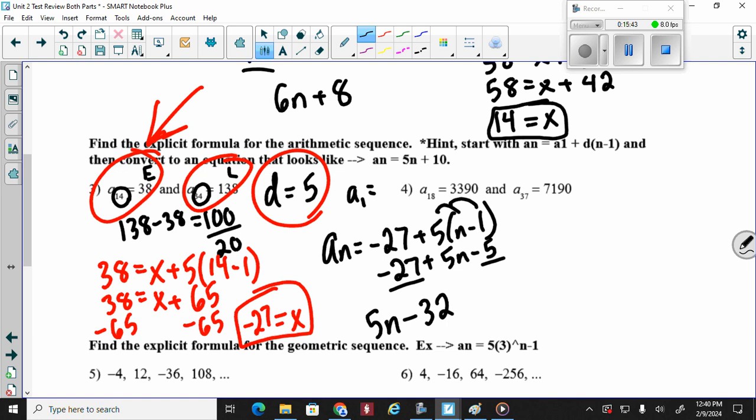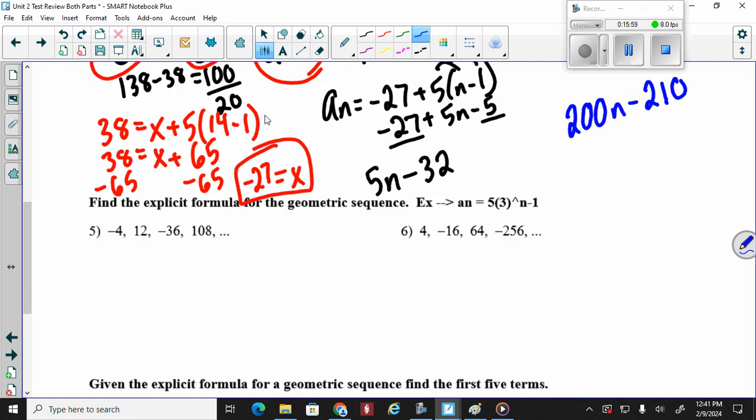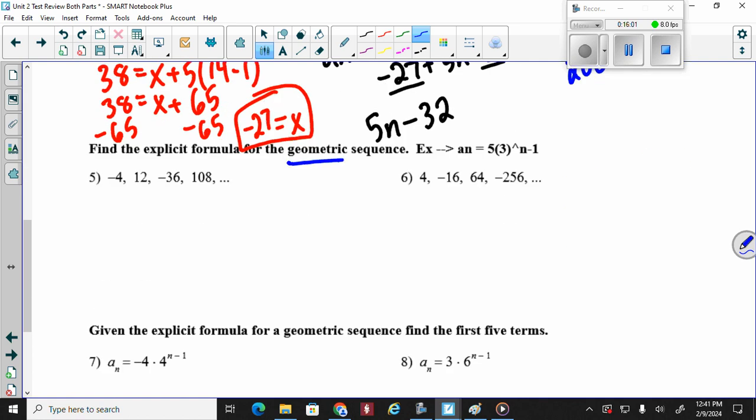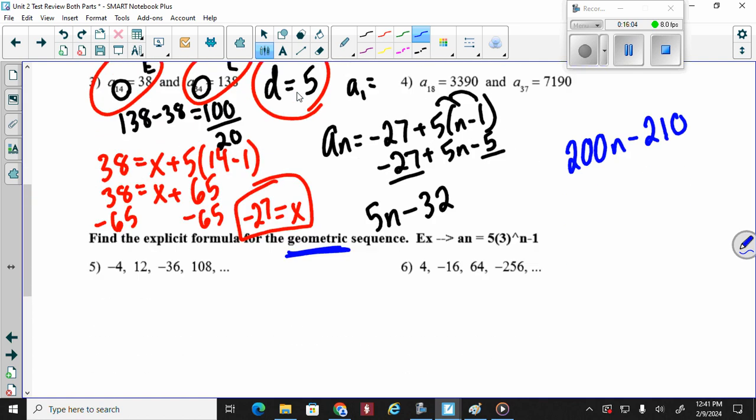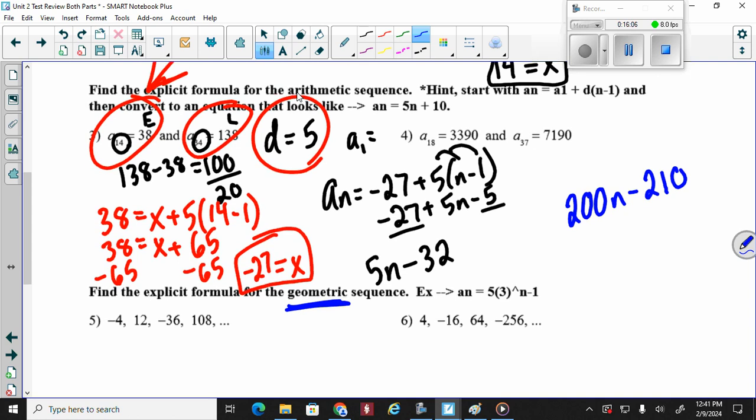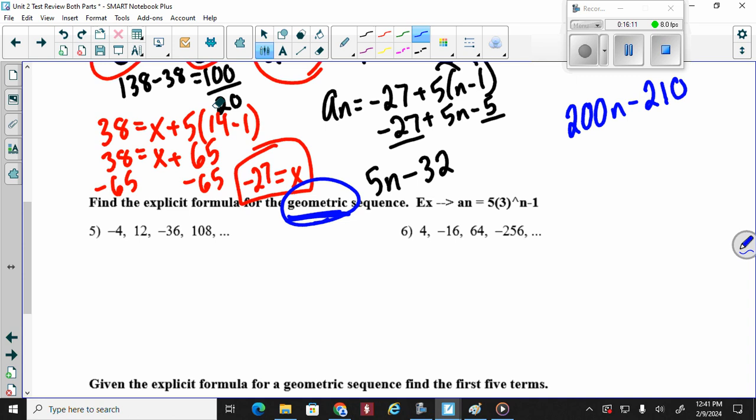That's it, as easy as it is. Number 4 is done the exact same way, so I'm just going to give you the answer: positive 200n minus 210. Now we're dealing with geometric. I know it's geometric because the problem tells me so, and the ones we just did were arithmetic. Remember, geometric is A of n is equal to my first term times r to the n minus 1.